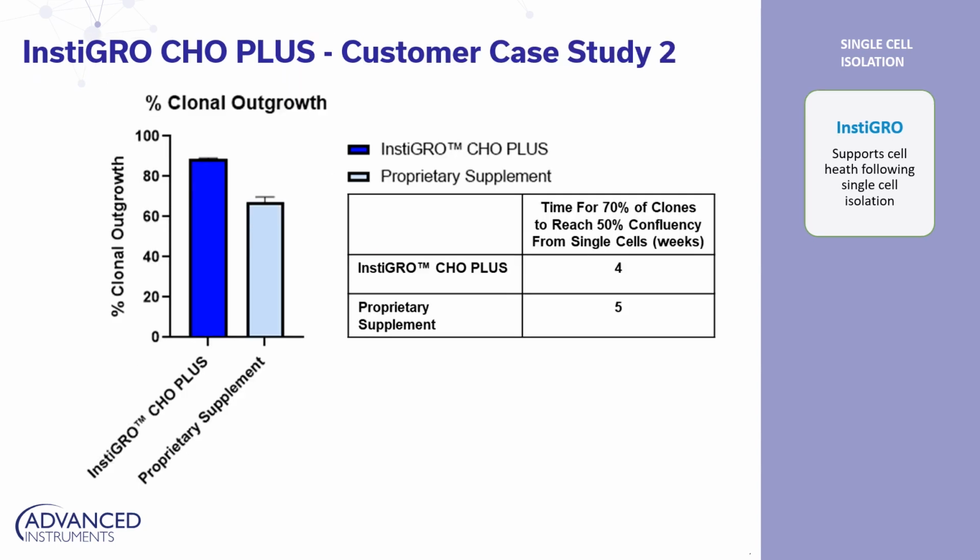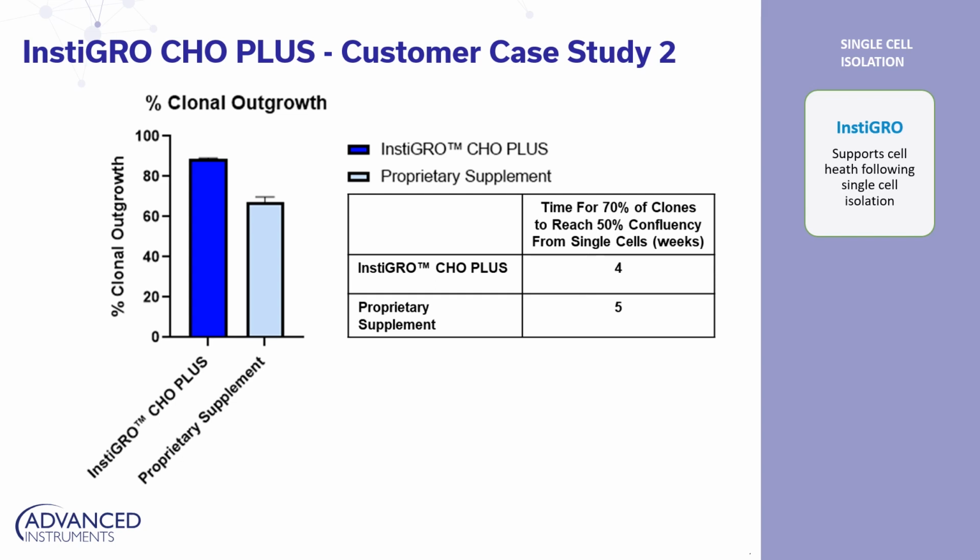This Instagrow customer case study shows a comparison between Instagrow CHO Plus and the customer's own proprietary cell culture supplement, which they defined and developed themselves over several months. As with the previous dataset, the percentage clonal outgrowth achieved in the presence of the Instagrow CHO Plus was much higher. In addition, the customer also evaluated the number of weeks following single-cell seeding for 70% of the clones to reach 50% confluence in the cloning plate.